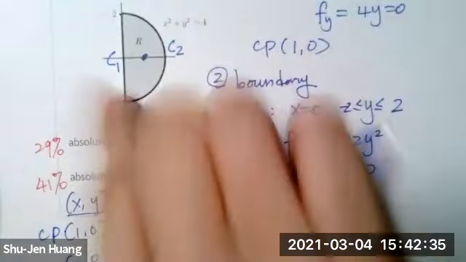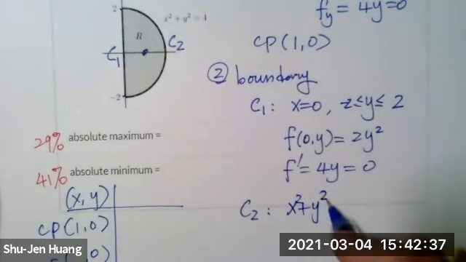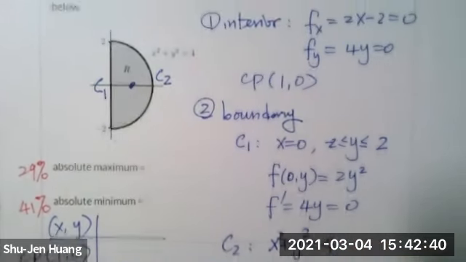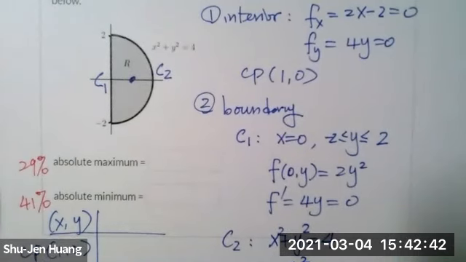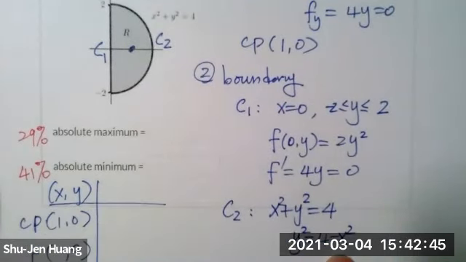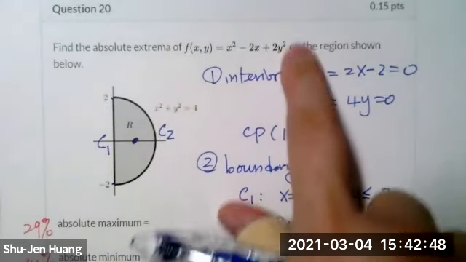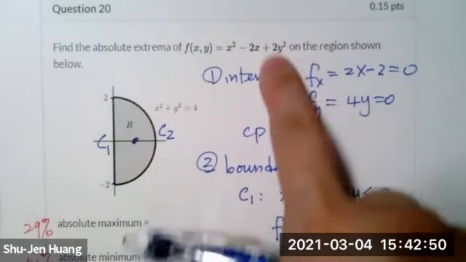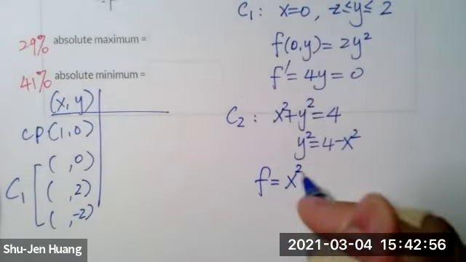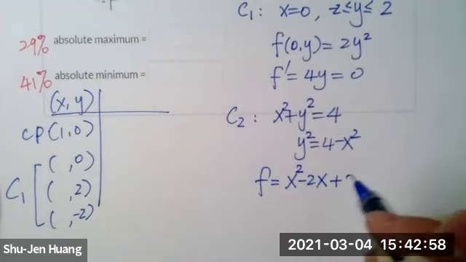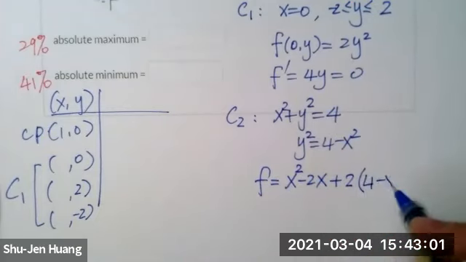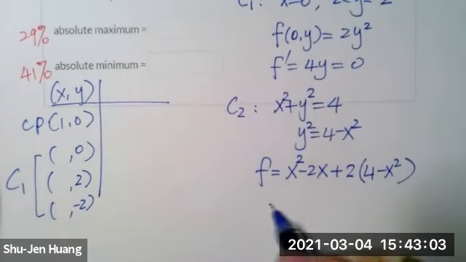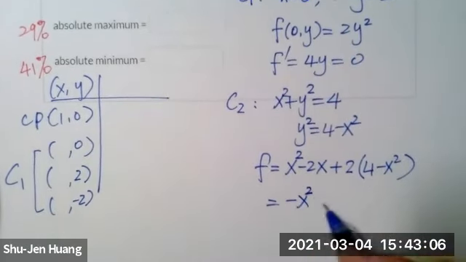Okay, C2. C2 is the half circle, x squared plus y squared equal to 4. So we can replace y squared with 4 minus x squared here. Y squared equals 4 minus x squared. Therefore, the function can be written as x squared minus 2x plus 2 times y squared, and y squared is 4 minus x squared. Simplify this, and we get minus x squared minus 2x plus 8.